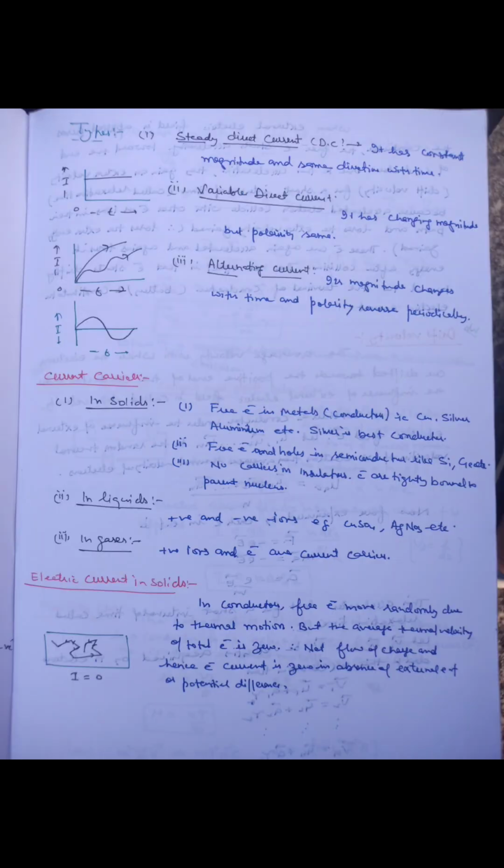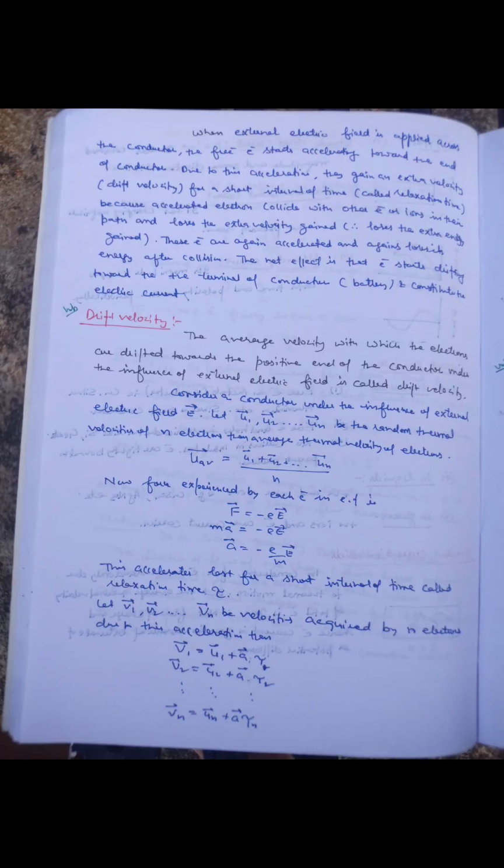It is of three types: steady direct current, variable direct current, and alternating current. Current carriers are electrons in solids, free electrons and holes in semiconductors, positive and negative ions in liquids, and ions and electrons in gases. At room temperature, free electrons move randomly inside a conductor due to thermal energy, so net flow of charge and net electric current is zero.